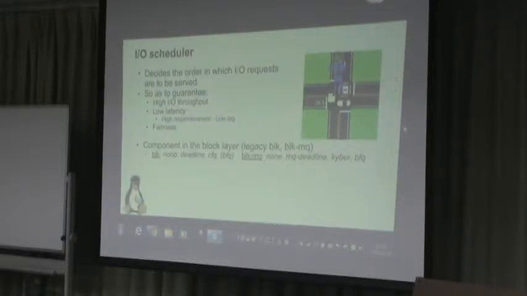So, context. Context is that of the I/O schedulers. These are components in the Linux kernel, in general in any kernel, that decide the order in which I/O input-output requests are to be served.